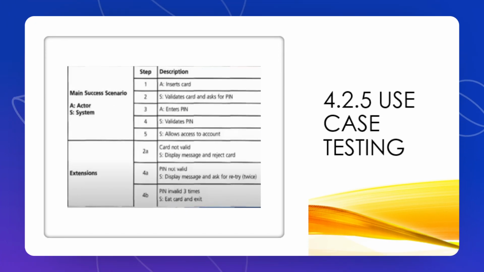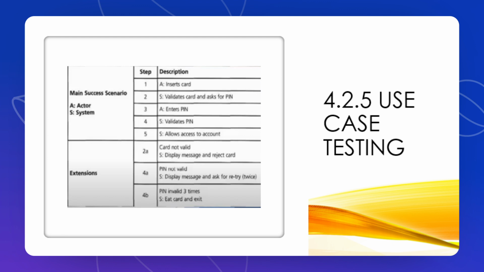Here you can see we have an ATM scenario. For example, in this we have an actor, a customer, who interacts with the ATM. The ATM is the system. The actor inserts the card, the system validates and asks for the PIN. In this process, the system can reject the card if the card is not valid and display a message rejecting the card.